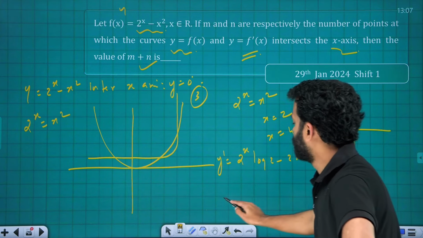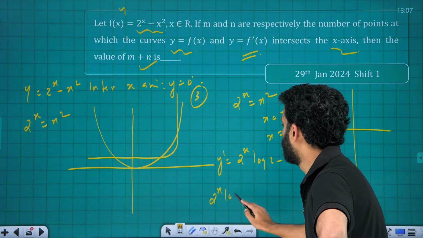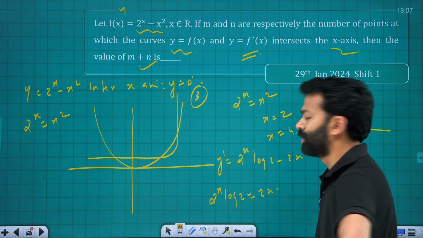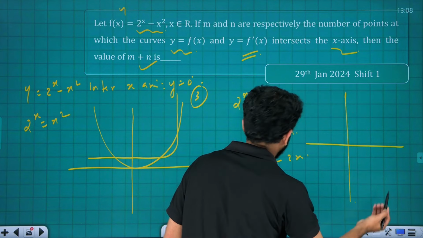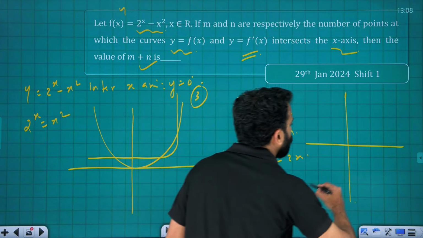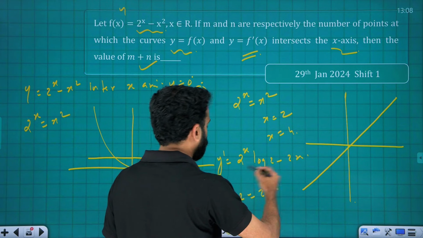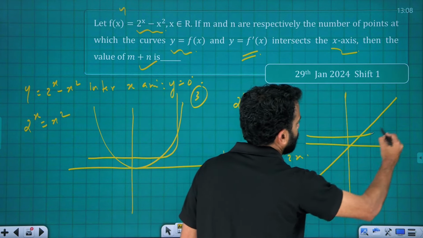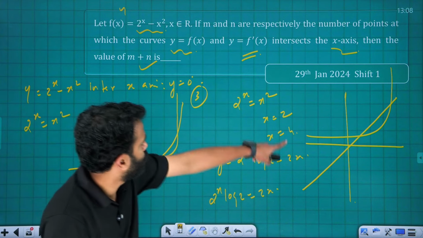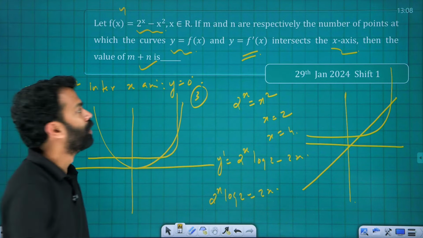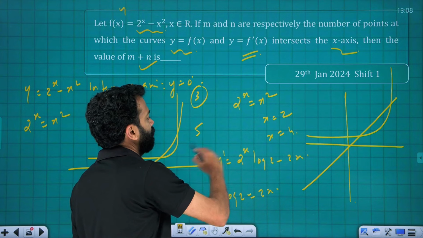If it intersects the x-axis, this should be 0, that is 2 raised to x log 2 will be equal to 2x. If you draw the graph, y is equal to 2x will be like this and 2 raised to x log 2 will be like this. So, how many points is it intersecting? 2 points, and 2 plus 3, so how many points are there? 5 points.